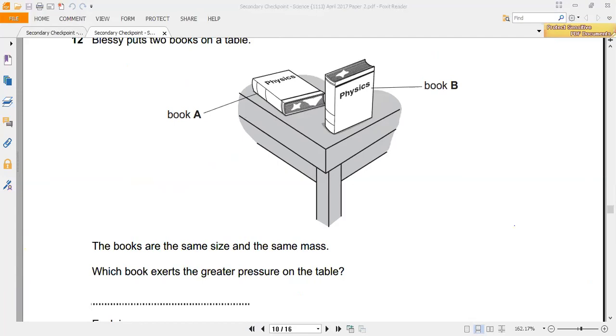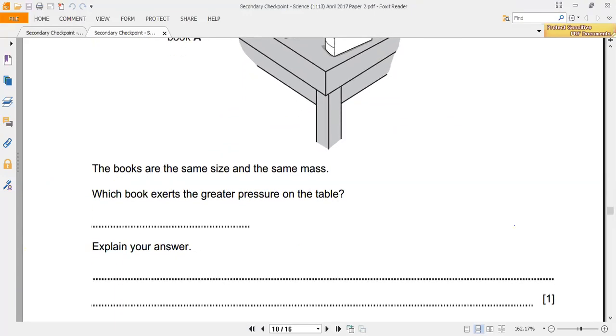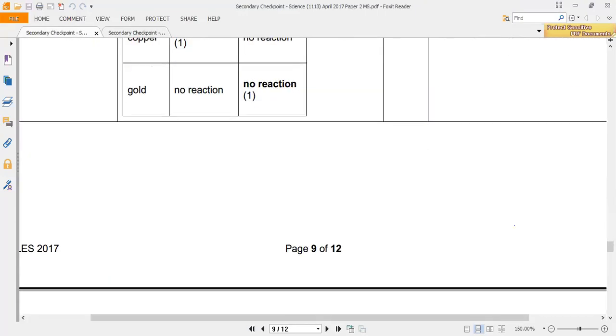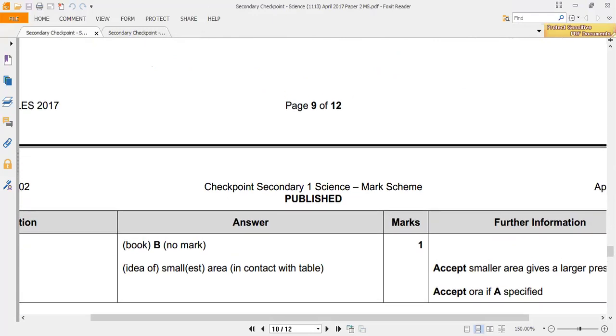Okay. Which book exerts the greater pressure? Of course, book number B. Why? Because the mass will be in a smaller area, so the pressure will be the greatest. Explain your answer. I did answer. Okay. Even here you mentioned book B, the idea is a smaller area and it will be a bigger mass. I'm sorry, a bigger pressure.